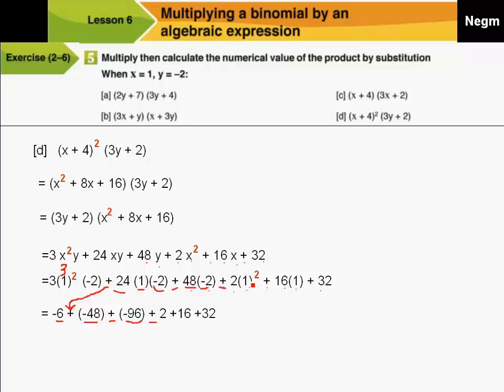Plus 2 times 1 is 2. Plus 16 multiplied by 1 is 16, and plus 32. Using the calculator, the result is minus 100. You can solve the remainder A, B, and C.